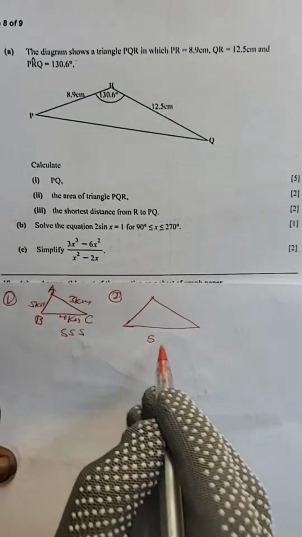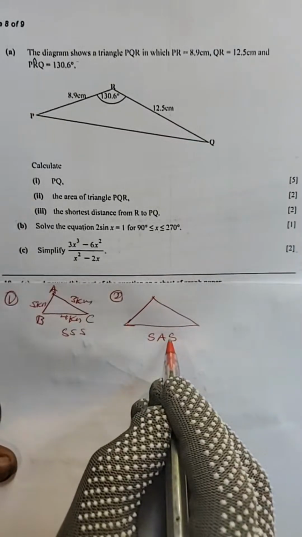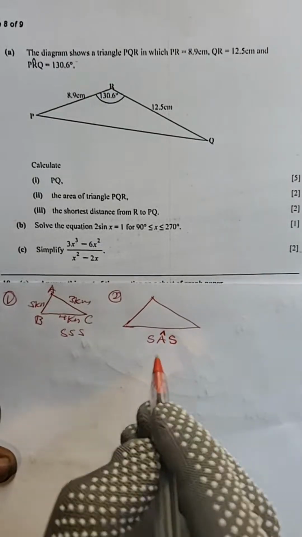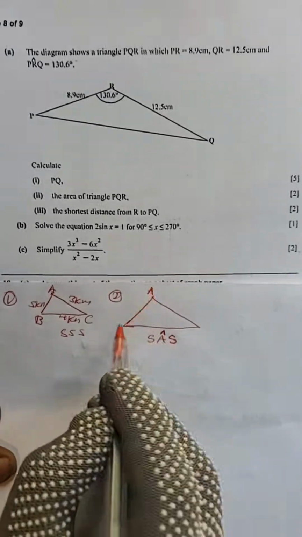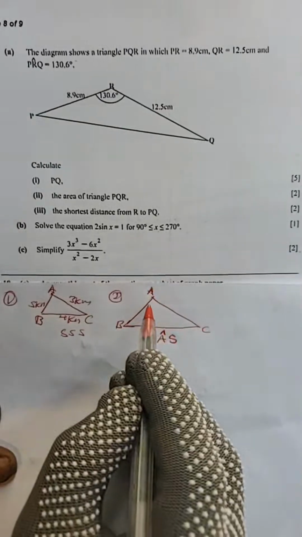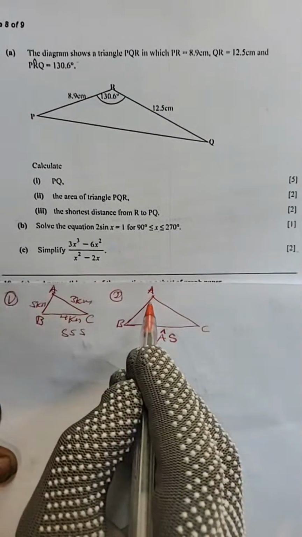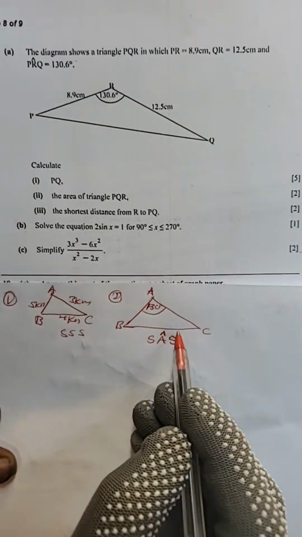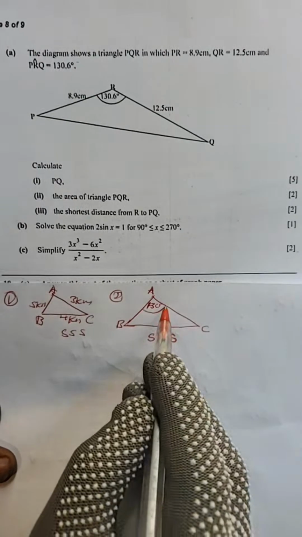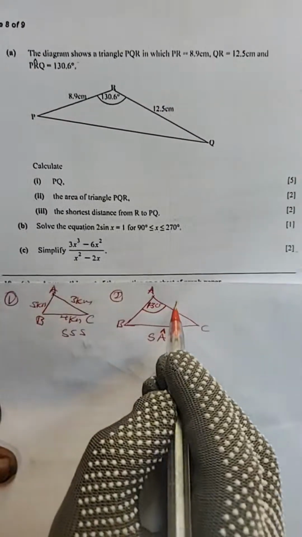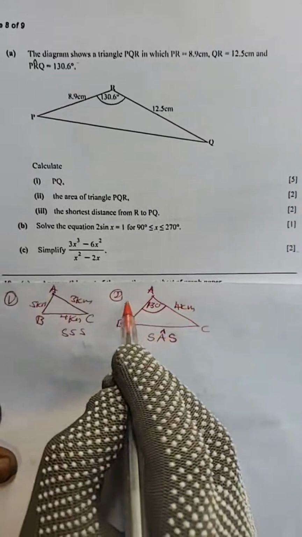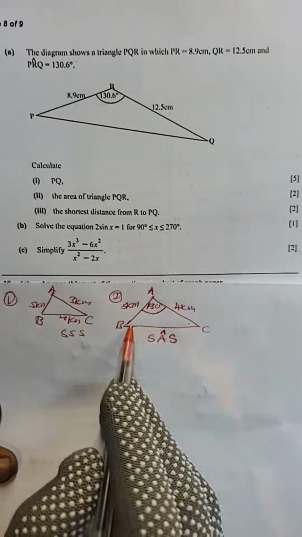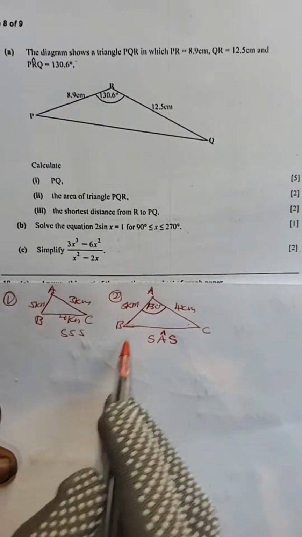Side, angle, side. The angle should be in between. We use the cosine rule. So let's take, for instance, this is A, B, C. If the angle is here, let's say 130 degrees, where do you think the sides should be? Since the angle should be in between, the sides should be this side, 4 kilometers, and 5 kilometers, like this. If the angle is on the other side, you can't use the cosine rule.